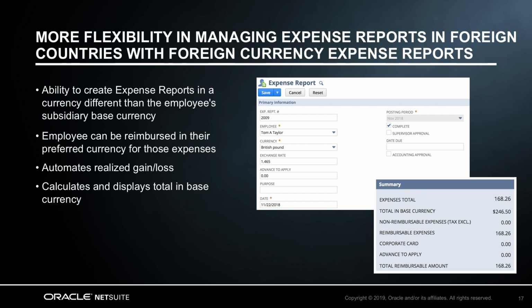The exchange rate applied to the expense report can be fixed to the standard exchange rate table and hidden, or visible and editable by the user, according to customer requirements. All expense entries are converted to the preferred currency, and in the summary, the employee can view the expense report totals in both base and preferred currency. All accounting for realized currency gains and losses is automated.